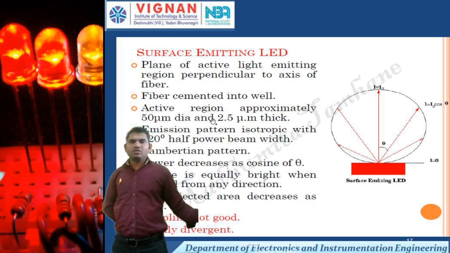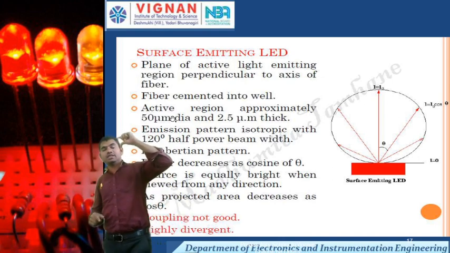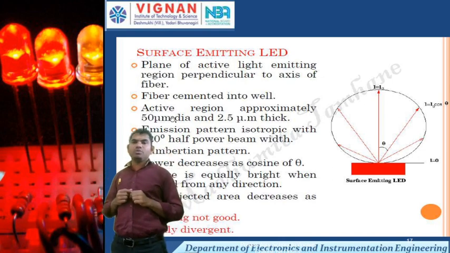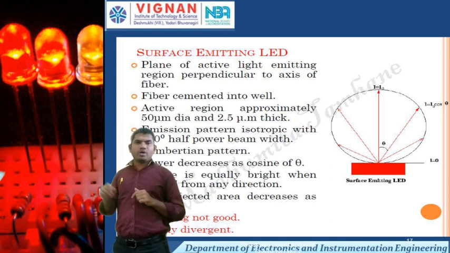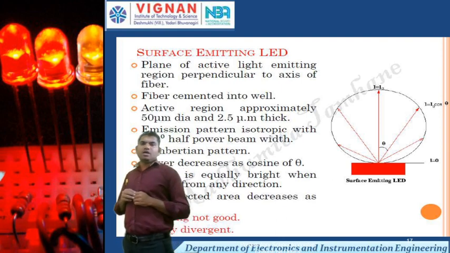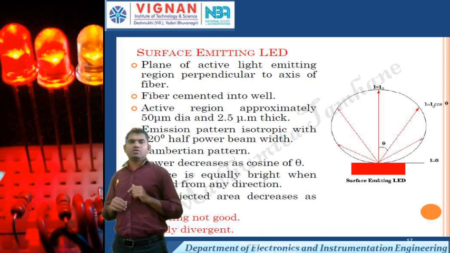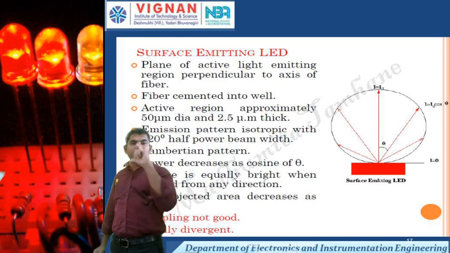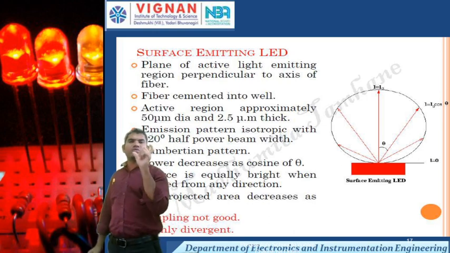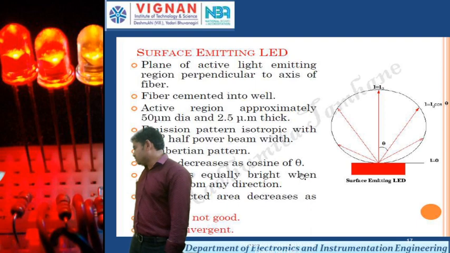The active region, that is the active medium region, is approximately 50 micrometers in diameter and 2.5 micrometers thick. The emission pattern is isotropic with a 120 degree half power beamwidth, and we get a Lambertian pattern. The light output beam is in the form of a Lambertian pattern. Power decreases as the cosine of theta.